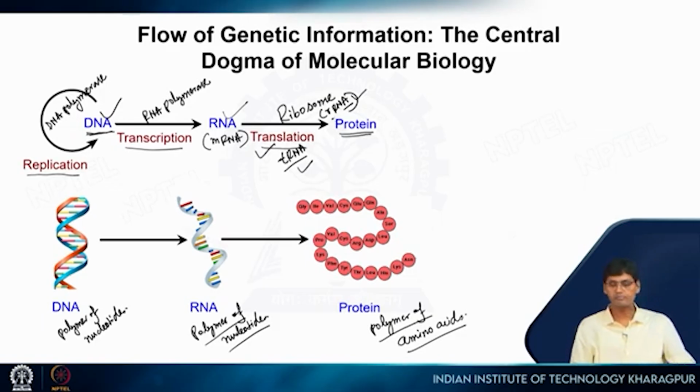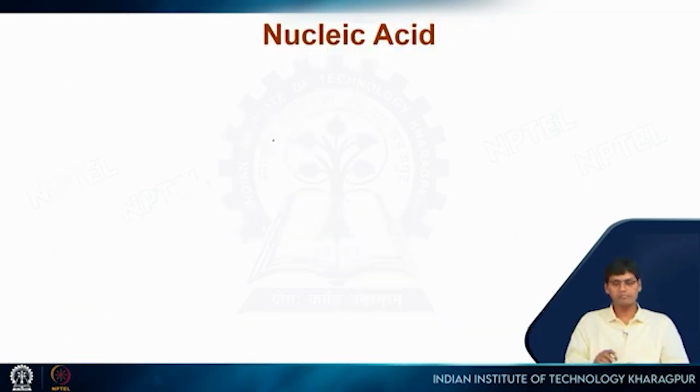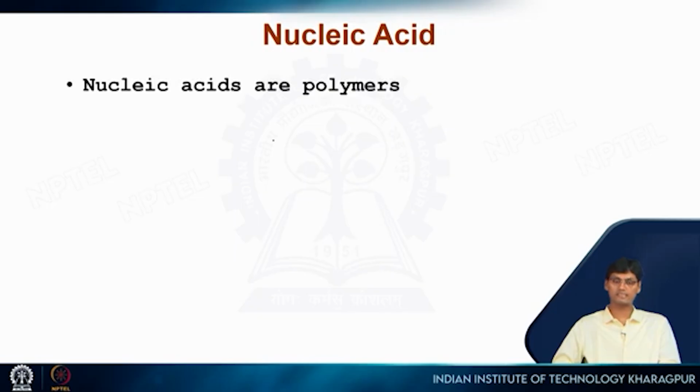So now we just discussed the basic central dogma of molecular biology, but there are some updates and a little bit of addition here, and I will discuss that at the right place. Now, I would mostly concentrate on nucleic acids. So, those are the polymers of nucleotides.